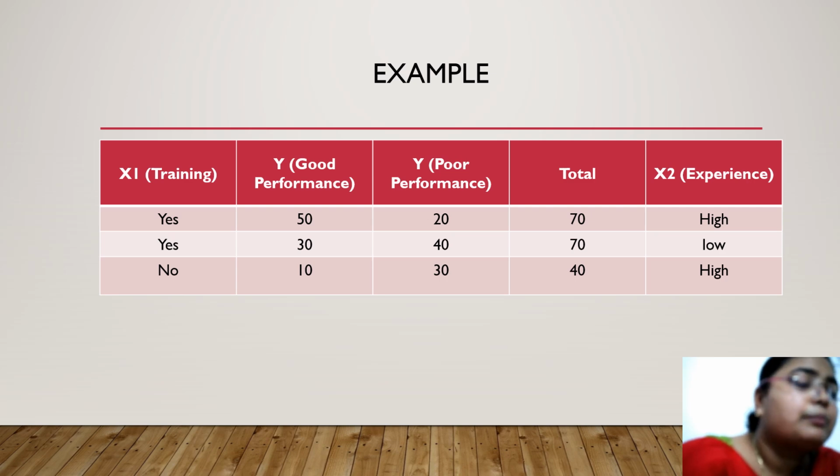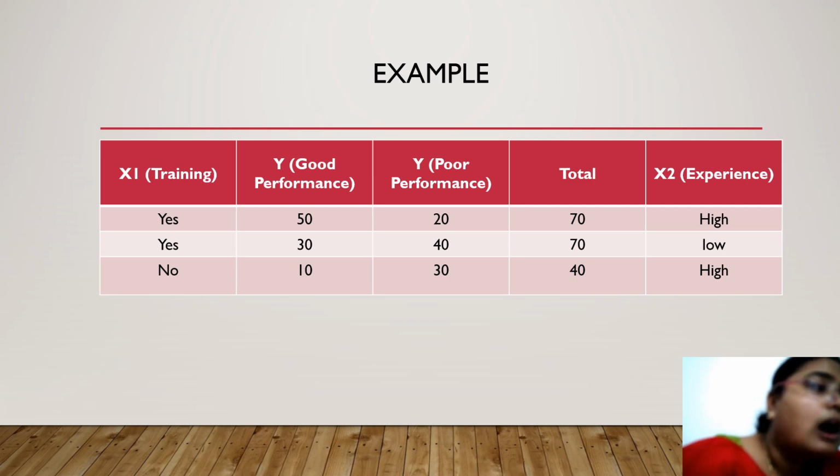See, this is an example of a three variable contingency table. Now, if this x2 column, which is the experience, is not added to the other part of the table, then it is not considered a three variable contingency table. Since x2, that is the experience column, is added over here, there are three variables: one is x1, another one is y, and the third variable over here is x2. Since there are three variables, it is considered a three variable contingency table.